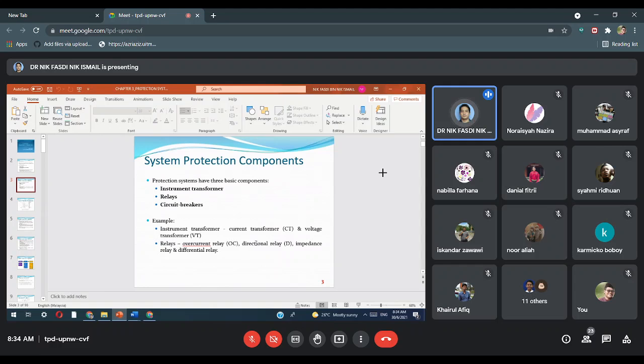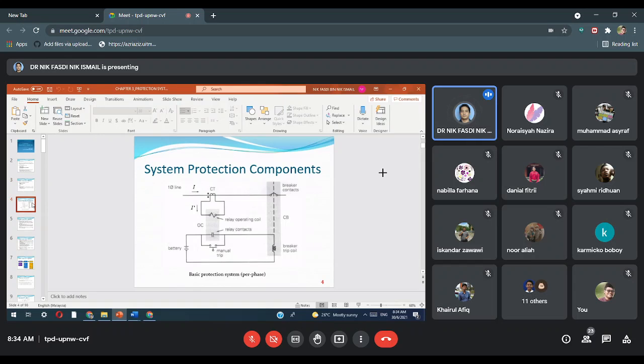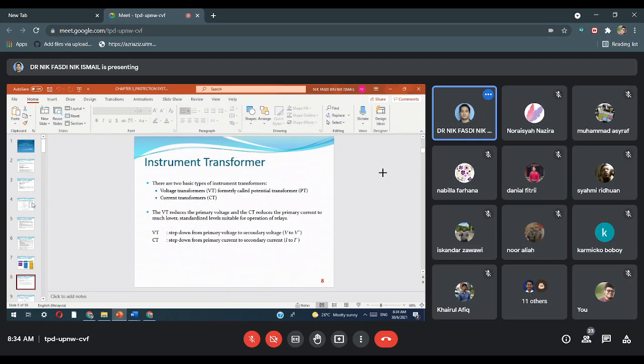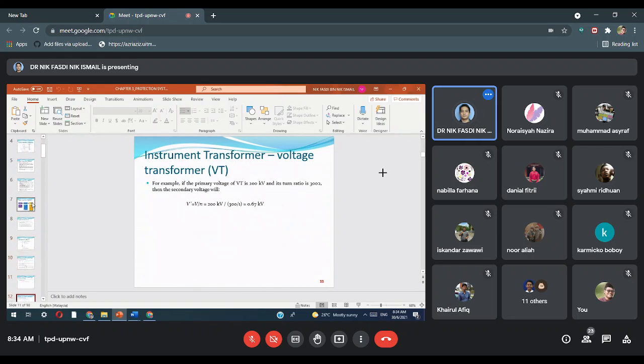Then we go to the directional relay. So nak balik lah. What's directional relay? Based on the forward and reverse operation. Because directional means that they're operating in the forward direction of the current. So kita go to the directional.